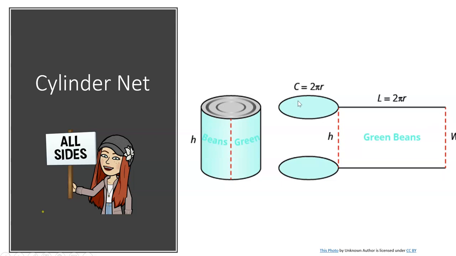So we need to find the area of the top, times that by 2. Okay, so that would be the top and the bottom, and then we find the area of this side, or the label as such.